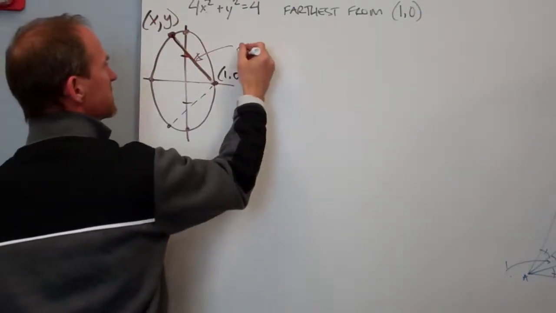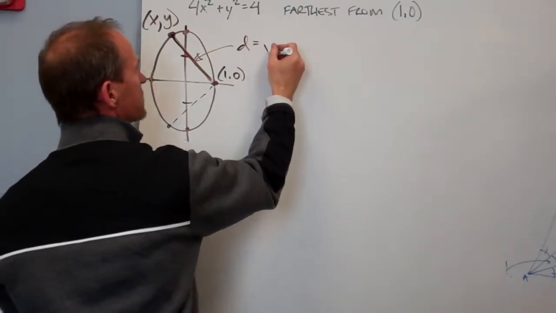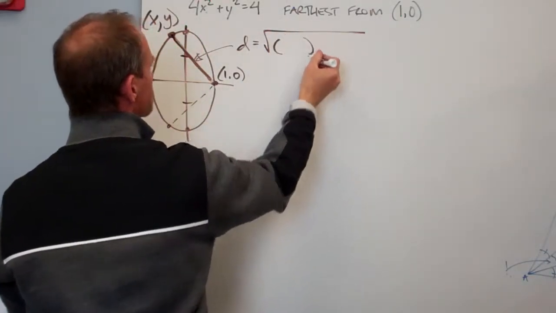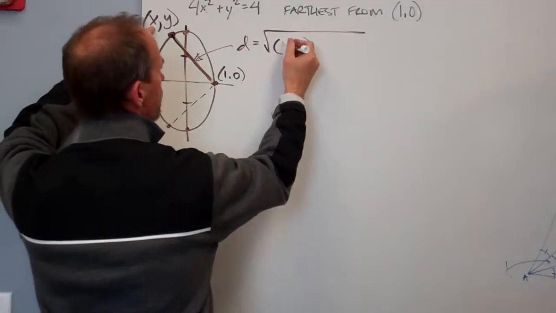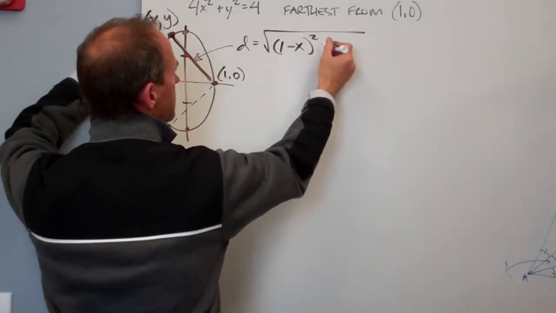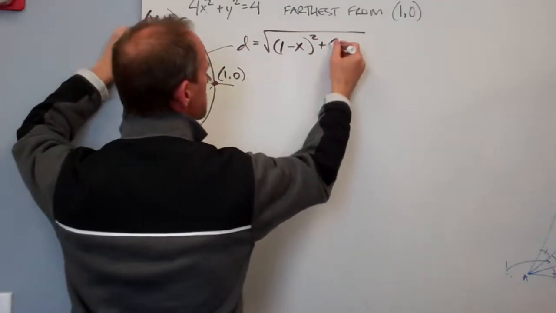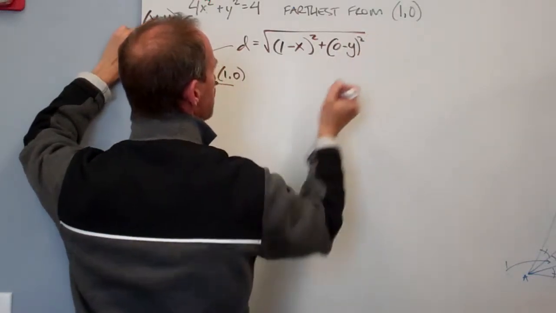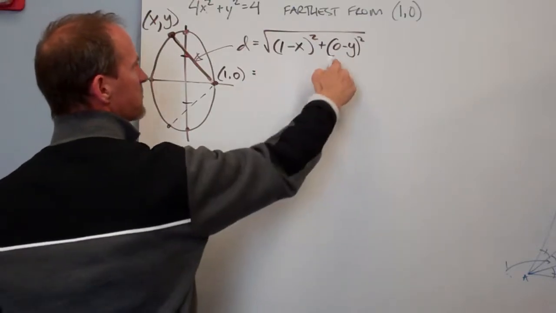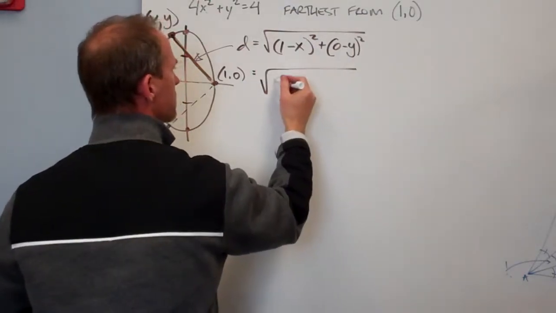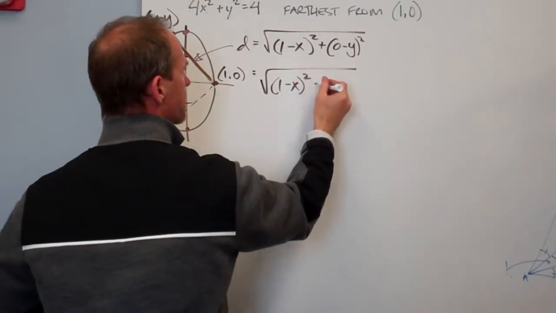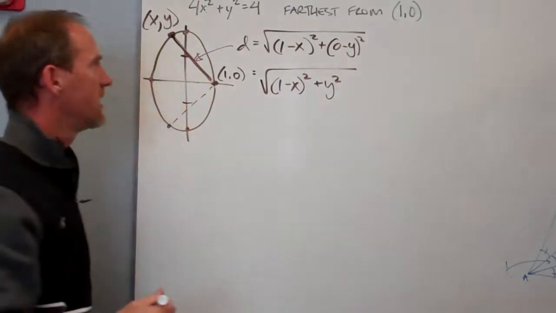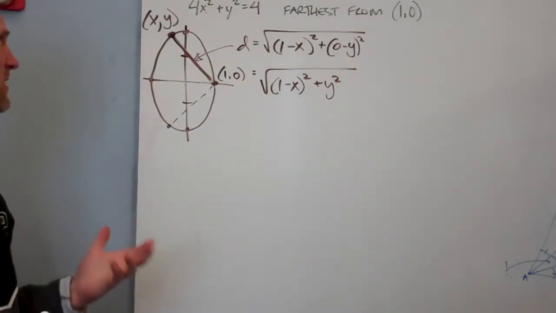The distance is going to come from the distance formula, which is the square root of (1 minus x) squared plus (0 minus y) squared. I can clean that up a little by saying it's the square root of (1 minus x) squared plus y squared. That's the thing that I want to optimize.